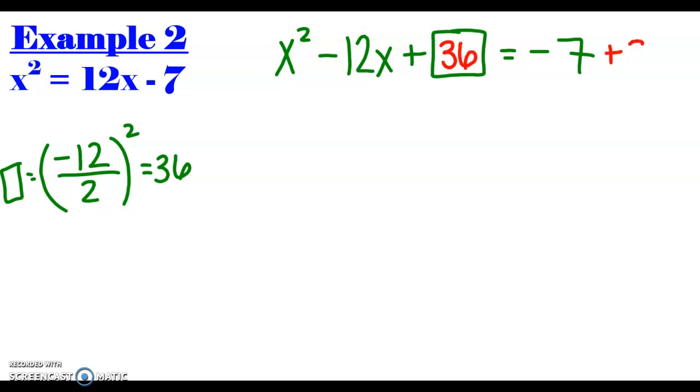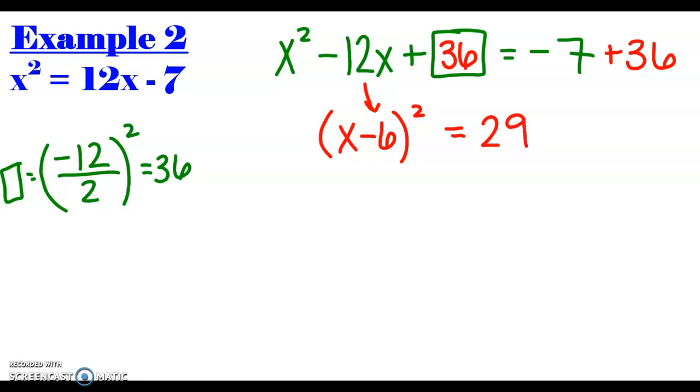If I add it to the left, I have to add it to the right. So instead of writing it twice, I know it's going to give me a binomial square. What multiplies to give you 36 and adds to give you negative 12 is going to be negative 6. Shortcut, this number that goes here is always going to be half of b. Always, always, always. That's the beauty of creating a perfect square trinomial. So half of negative 12 is negative 6. Equals negative 7 plus 36 is 29.